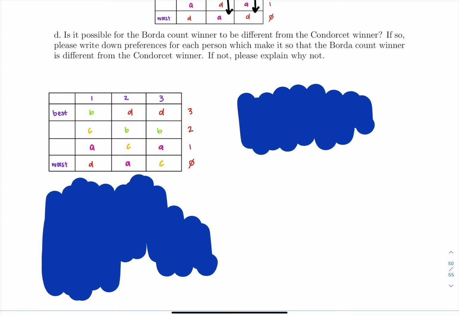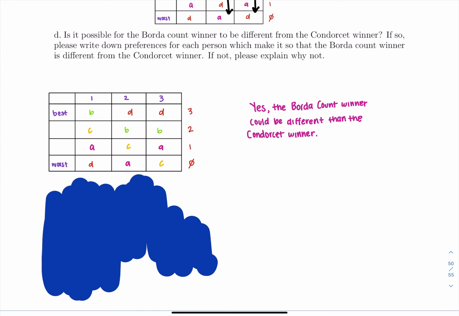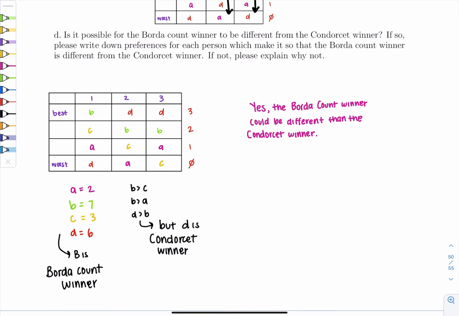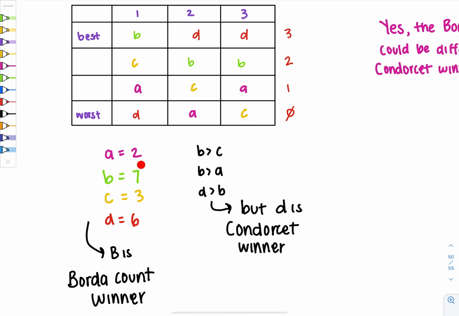So our last question: is it possible for the Borda count winner to be different from the Condorcet winner? If so, please write down preferences for each person which make it so that the Borda count winner is different from the Condorcet winner. If not, explain why. So, yes, the Borda count winner could be different than the Condorcet winner, and I will show you why. Take a look at this table. We have B as the Borda count winner. They receive 3 points here, 2 points here, 2 points here, totaling 7 points.